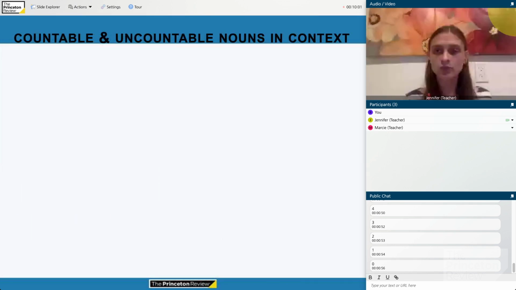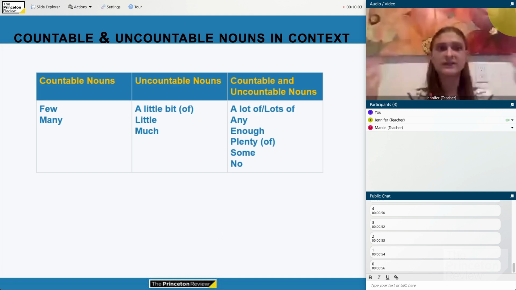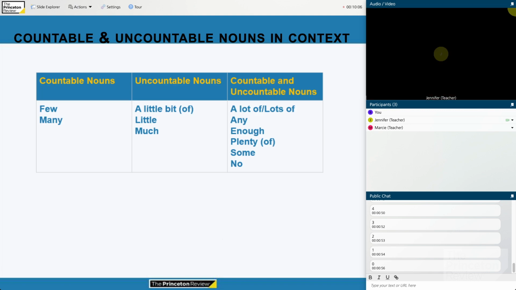So a lot of times the way that you'll see these two things tested is through the adjectives that come before the nouns. And when you're dealing with countable nouns, you would use words like few or many in front of the noun, or fewer. And when you have uncountable, a little bit, little, much. And then some adjectives can go in front of either countable or uncountable nouns. So a lot of, any, enough, plenty, some, and no. So let's look at an example of what I mean here.